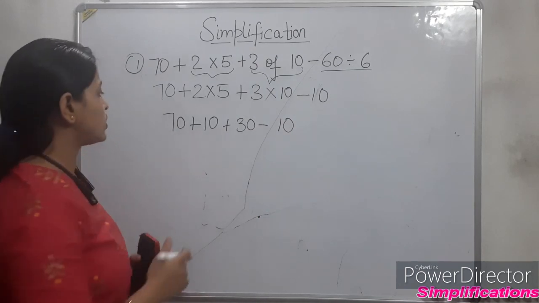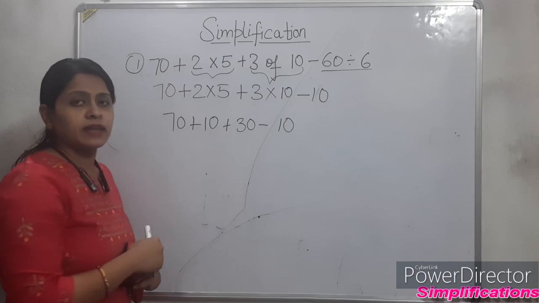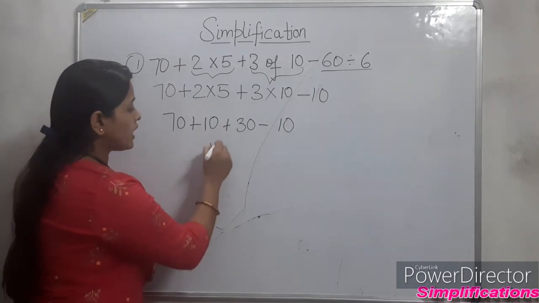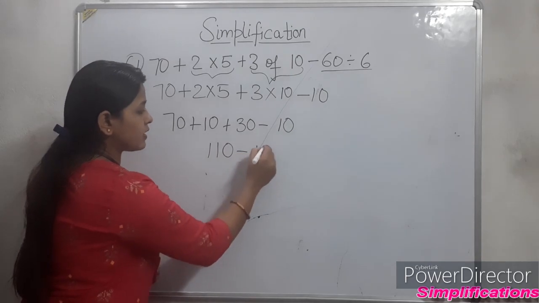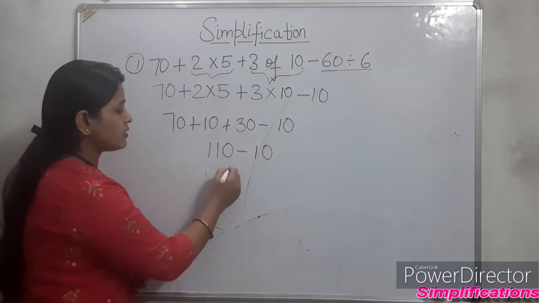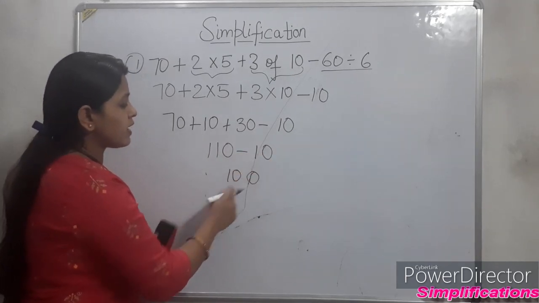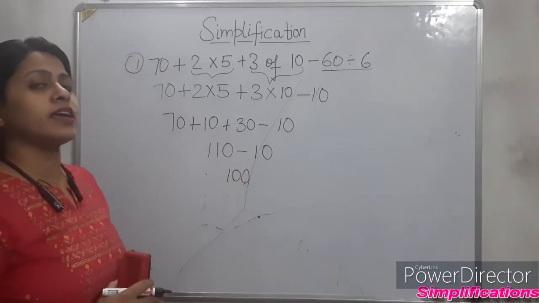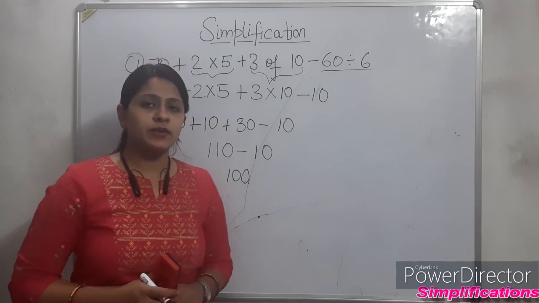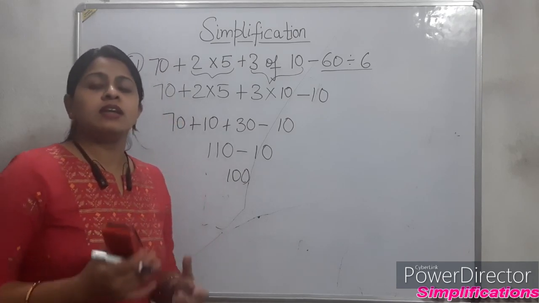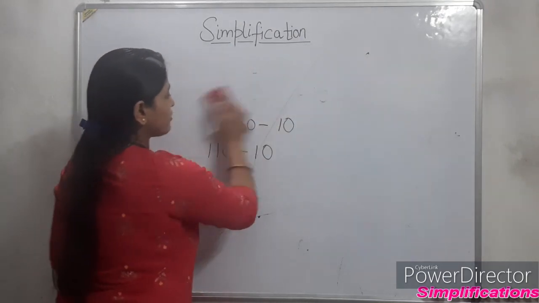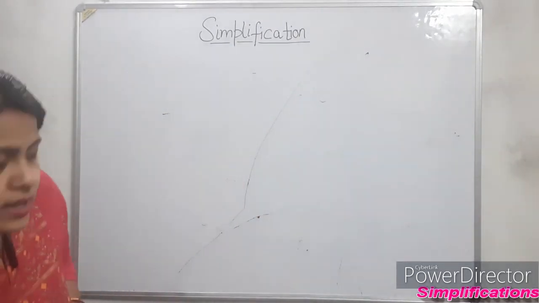Now let's do the addition. 70 plus 10, 80, 80 plus 30, 110 minus 10. 110 minus 10, 100. So 100 is our required answer for the given simplification. Very easy question is this. Let's take one more question, a little bit harder than this.